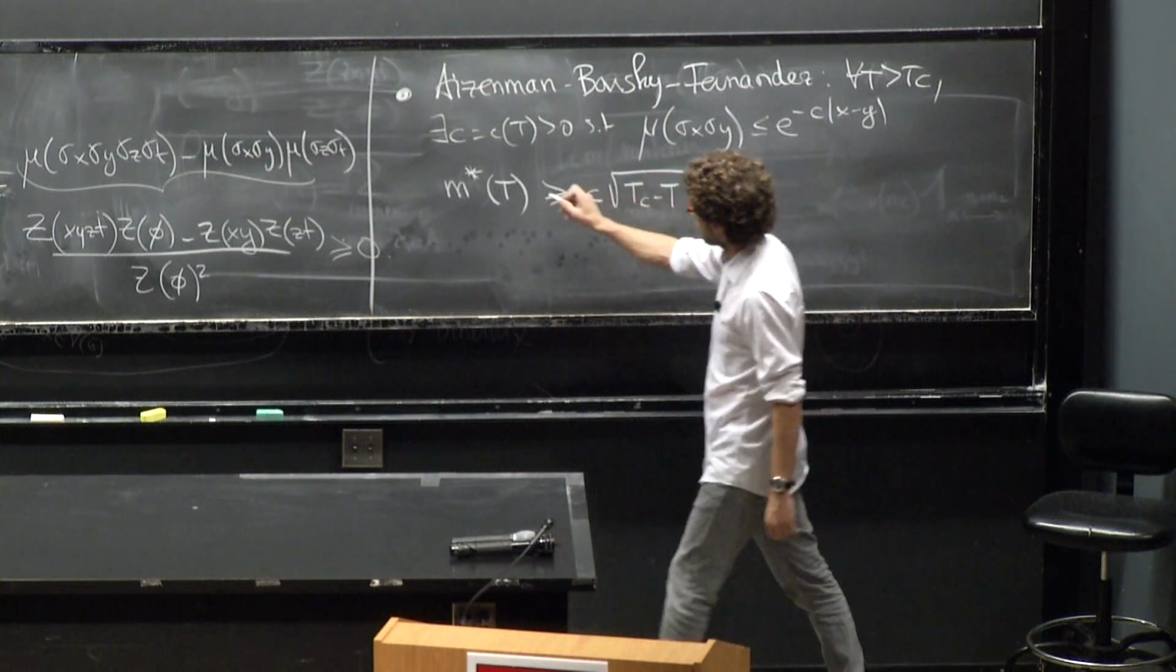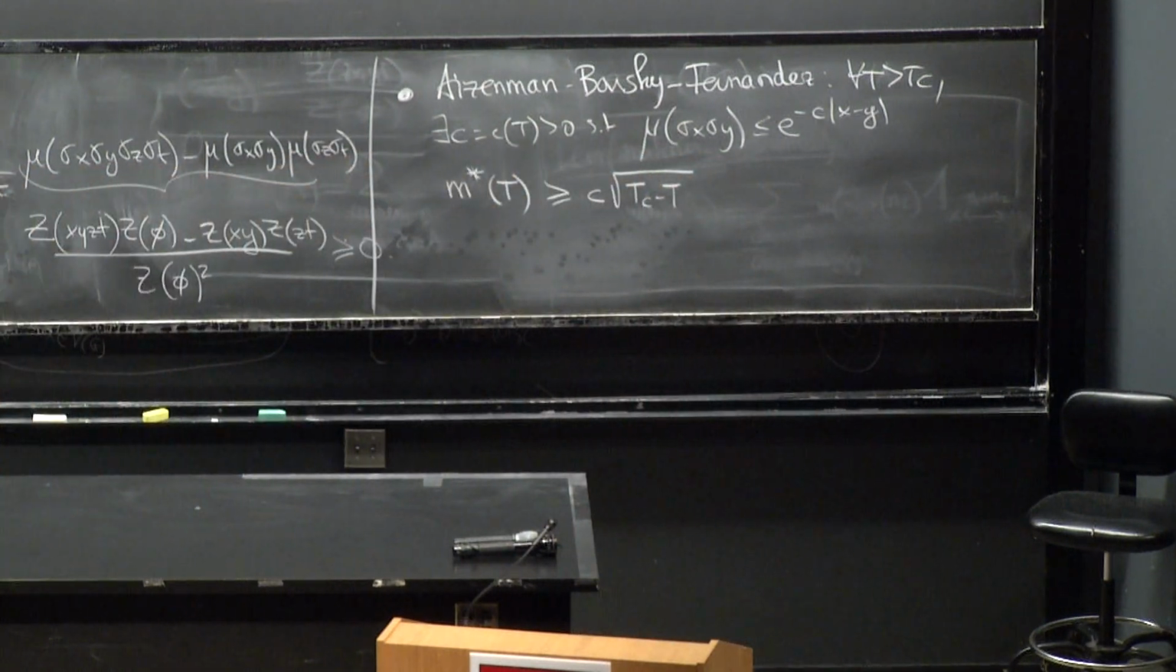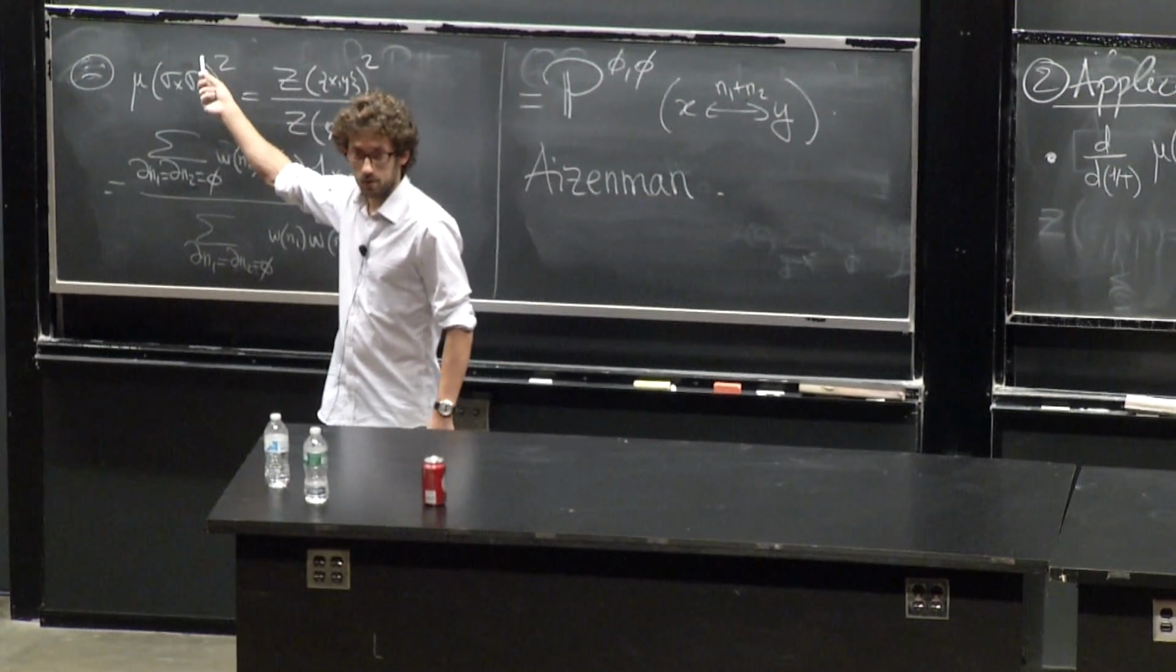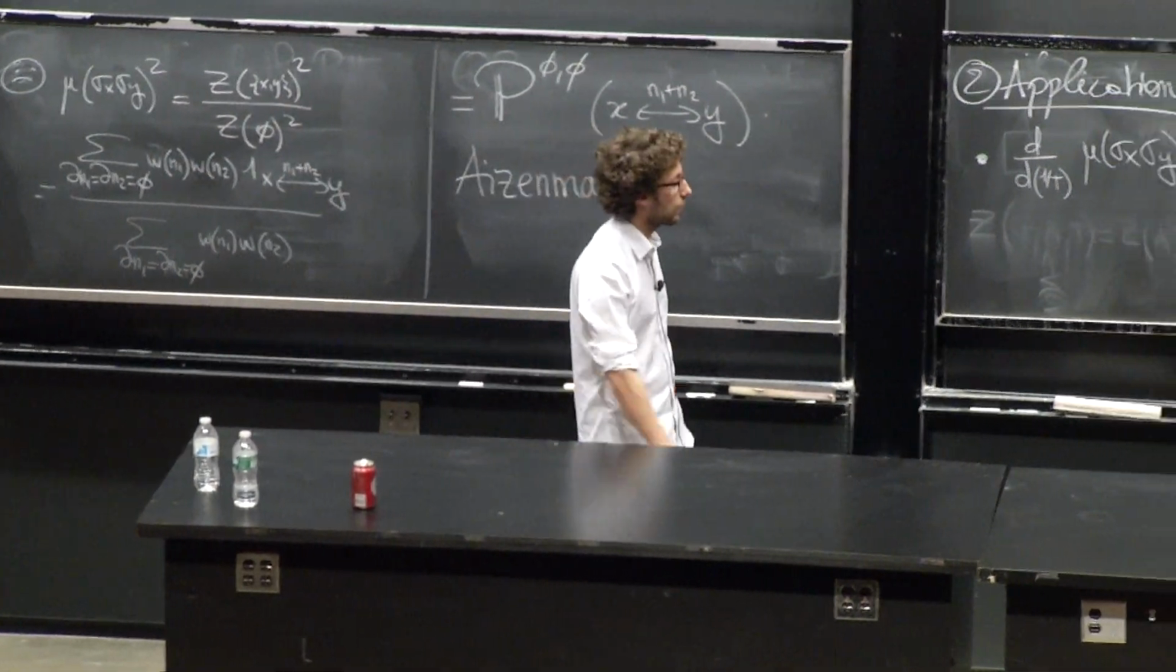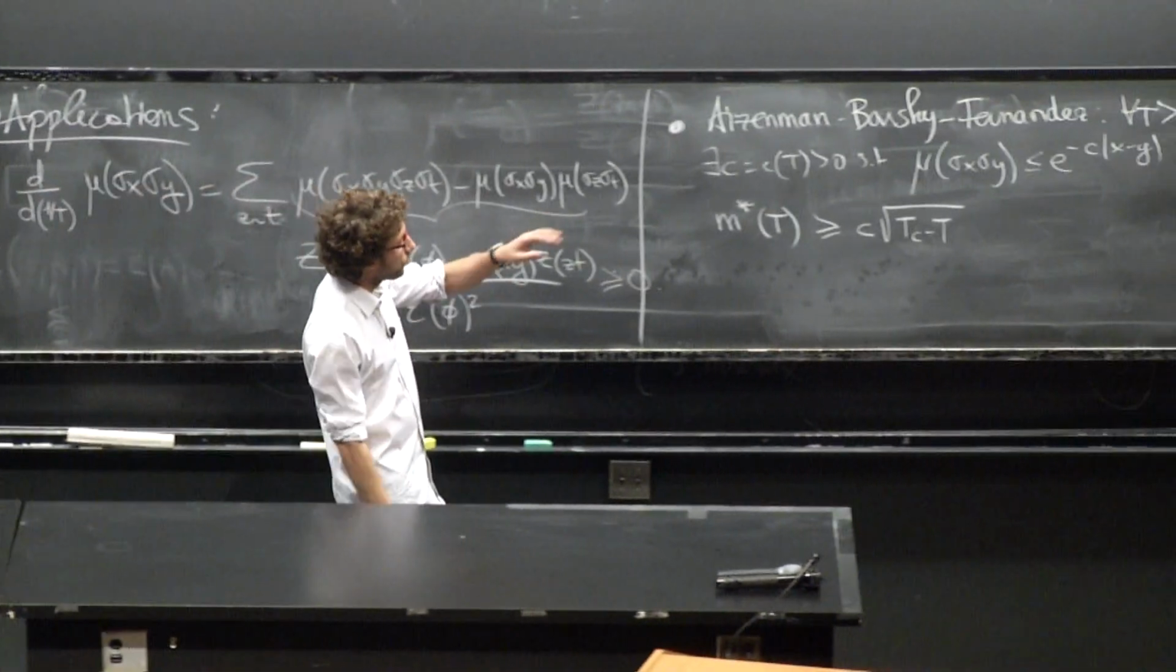And this square root is actually related to the fact that here it's the square, which is expressed in terms of correlation of the random current. So this was a proof from the 80s.